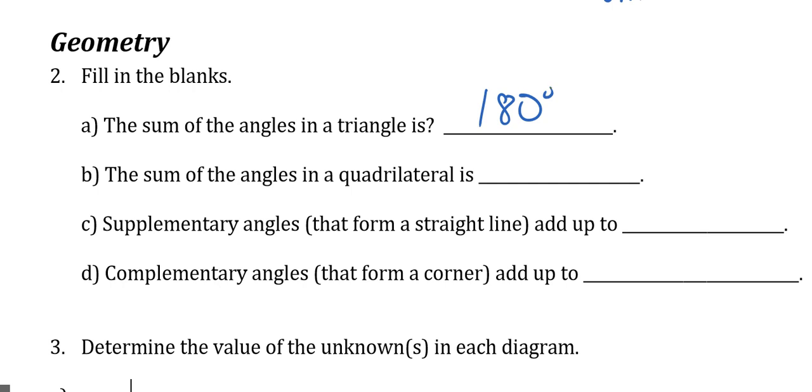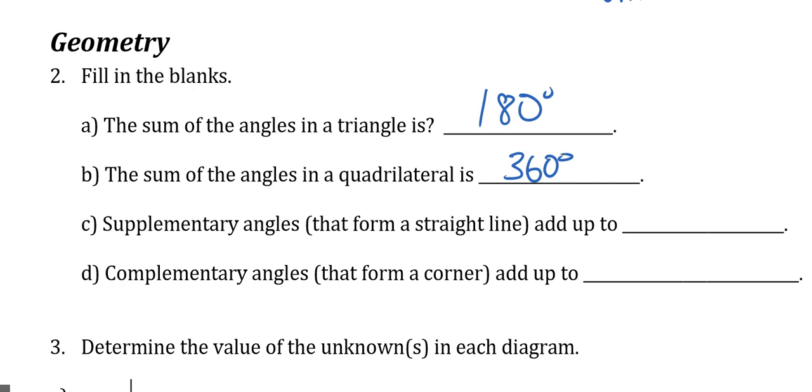The sum of the angles in a quadrilateral. What's a quadrilateral? Four-sided figure. So what do they add up to? 360. And remember, we can find it for any shape. We can find what the angles add up to by using the formula. But those are two that we know.